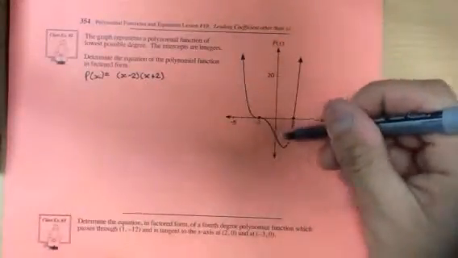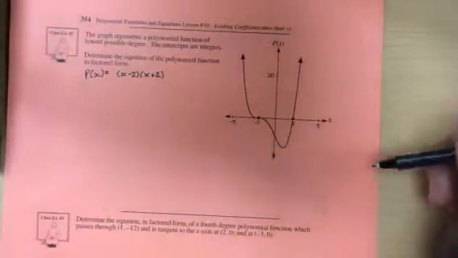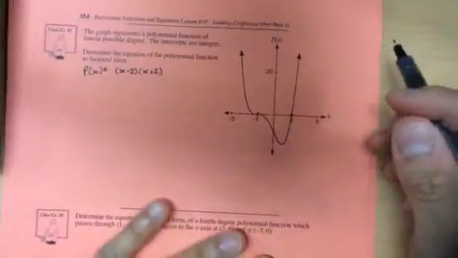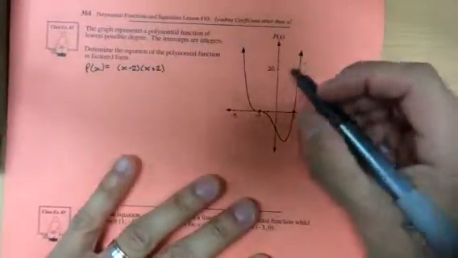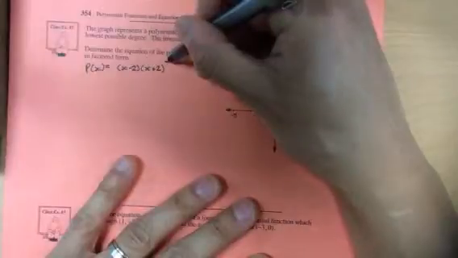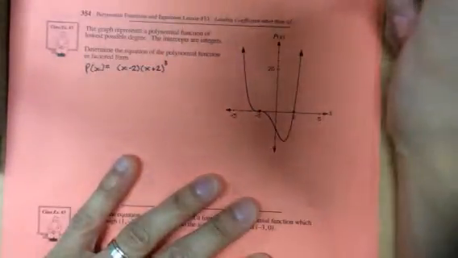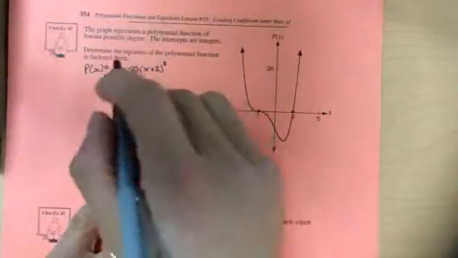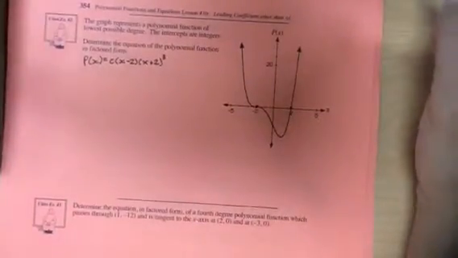But notice how there's a point of inflection. Remember, the points of inflection occur at odd multiplicities, and we want the lowest possible multiplicity, so that means it has to be 3. And remember, in this lesson, we're looking for a leading coefficient other than plus or minus 1, so we know that we're going to have to be solving here for c.